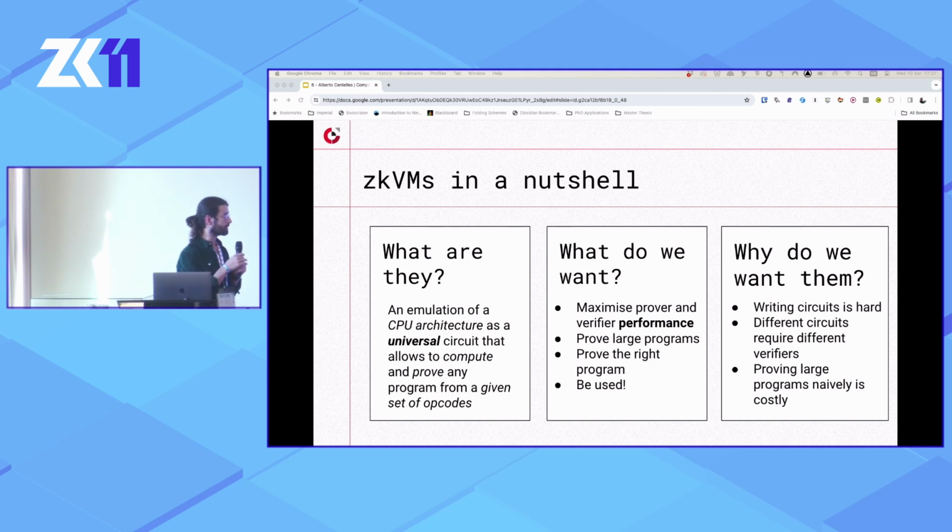And why do we want in particular ZKVMs? Well, writing circuits is hard. It not only takes a lot of expertise from the writers, but also it's very easy to make mistakes. And different circuits require different verifiers. Whereas in a ZKVM, because we have a universal circuit, we only have one verifier, which means that we are removing the preprocessing step that is normally quite costly. And we want to prove large programs. This is not particularly addressed, as we are seeing with ZKVMs, because they generally make the problem worse. But this is something that at least we want to address in some way or another.